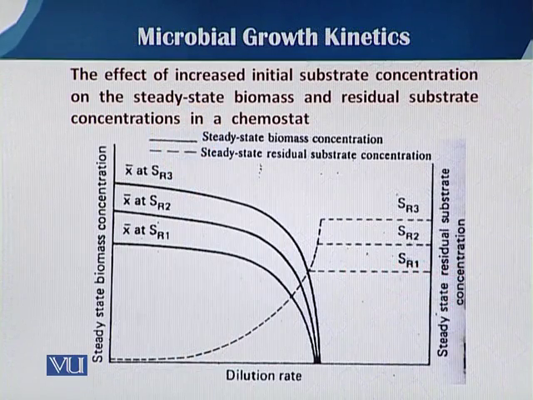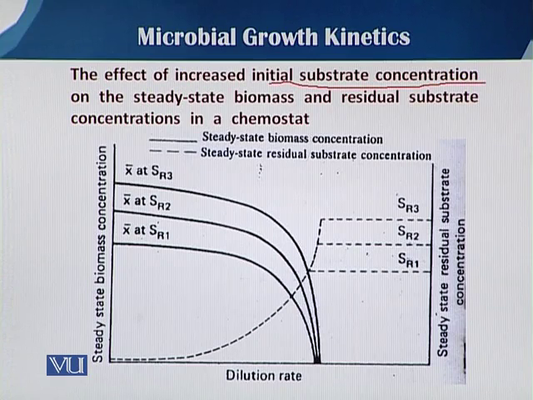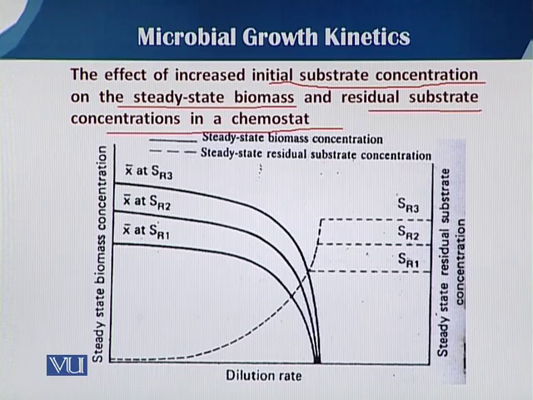So in this slide you can see the effect of increasing initial substrate concentration on the steady state biomass, and that also affects the residual substrate concentration in the chemostat. So there are different possibilities for how we start the fermentation process in continuous culture.